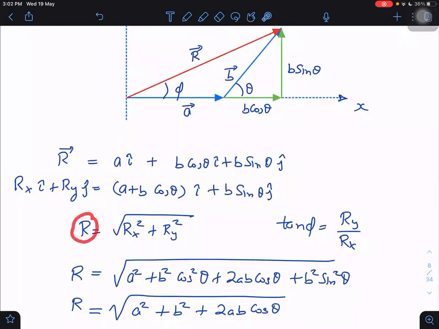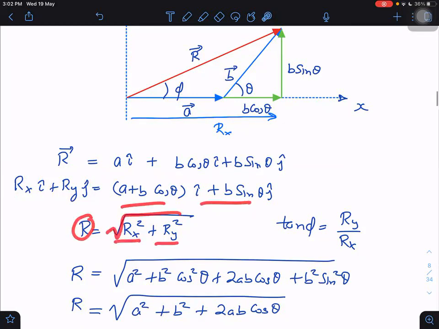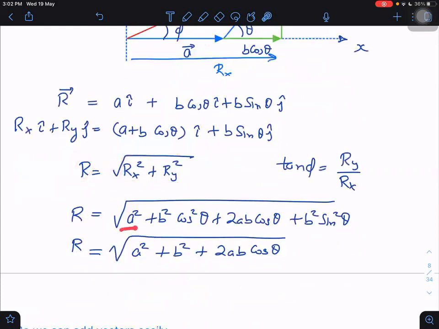What is the resultant now? This resultant is, let us say, the X component of the resultant. What is the X component of the resultant? This whole is the X component of the resultant. This is Rx. Rx i cap plus Ry j cap is equal to this. What is the resultant? Rx square plus Ry square under the root, which I can write as this.